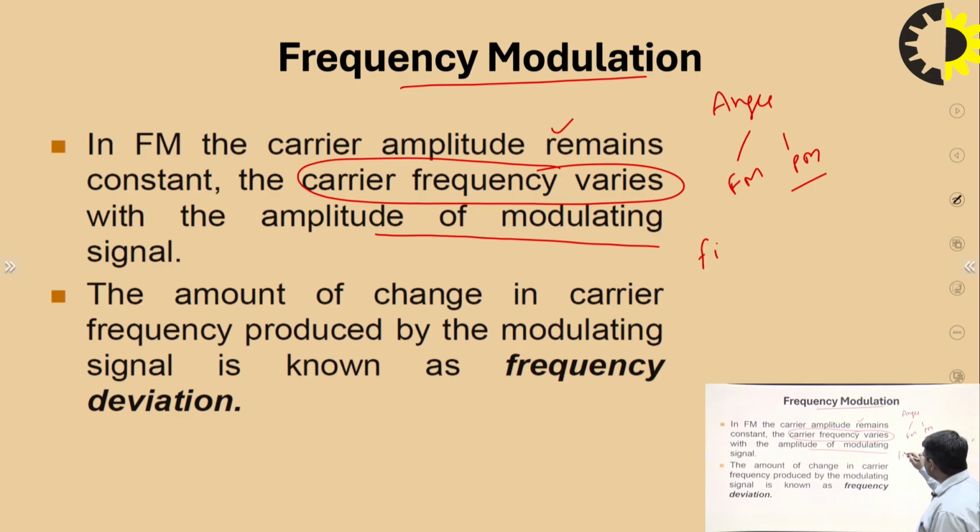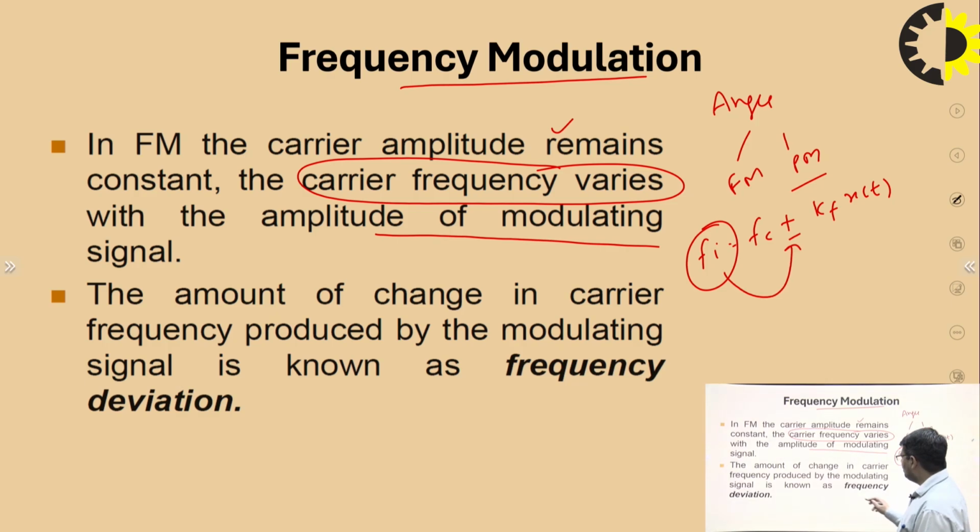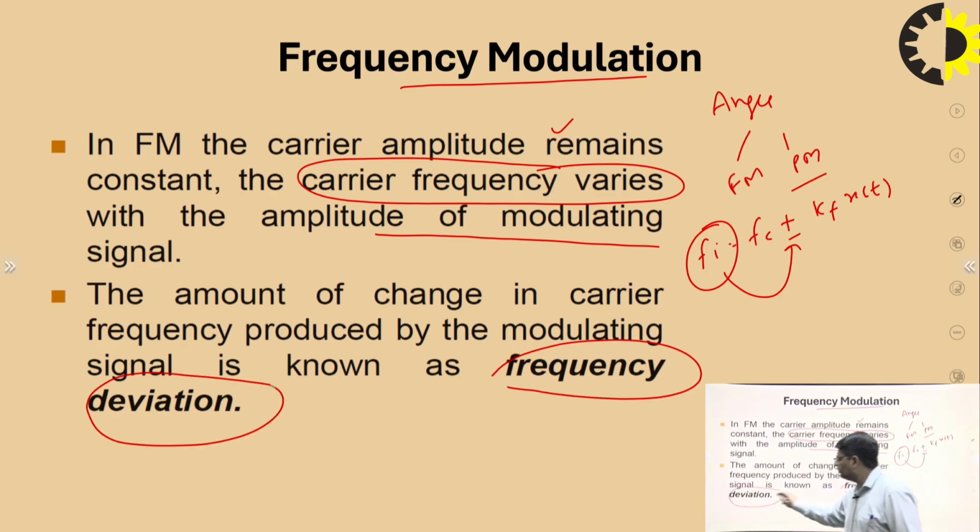The instantaneous value of frequency will be the carrier frequency plus or minus the frequency sensitivity factor times the message signal. So the instantaneous value of the frequency varies. This variation in frequency can be denoted in terms of the frequency deviation. This frequency deviation can be noted as delta f.